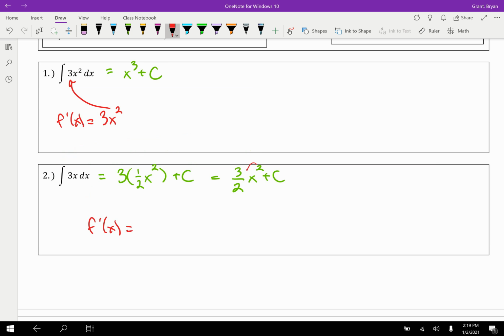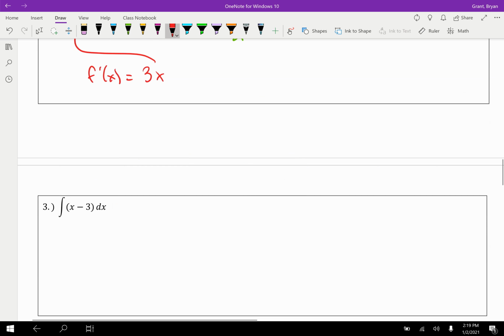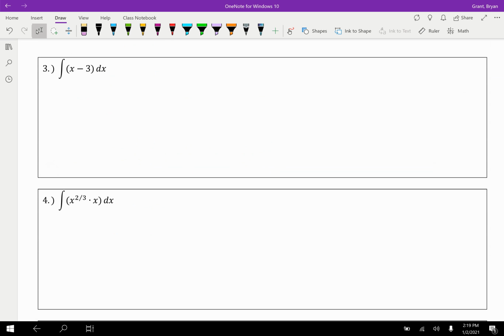And to check our answer, the 2 is going to come down and cancel out the 2. That's just going to leave us with a 3, x to the first plus 0. Yes, we've done it. This matches our integrand on the interior of the integral. All right, pausing again. Go ahead and try another.